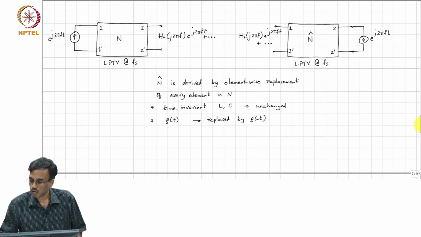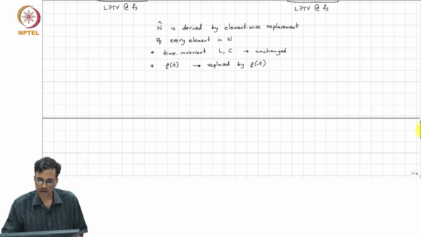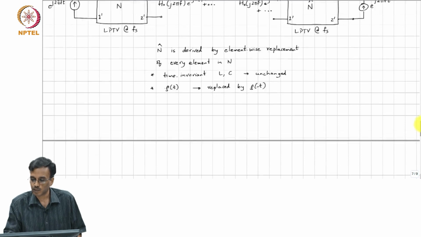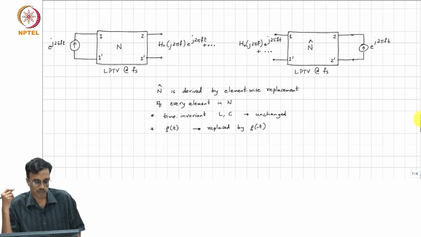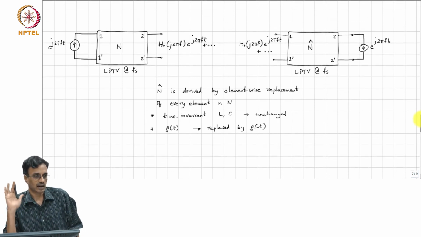Okay. Now, this basically discusses reciprocity for networks with only time varying resistors, inductors and capacitors, right. We have to take a look at controlled sources tomorrow.